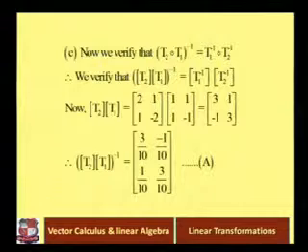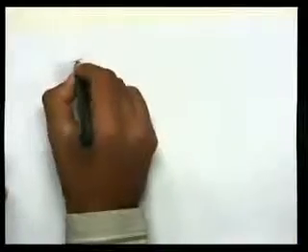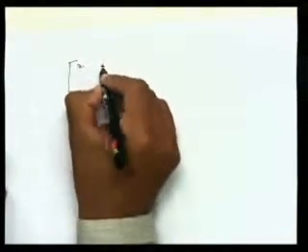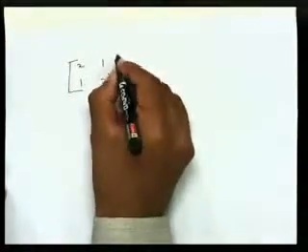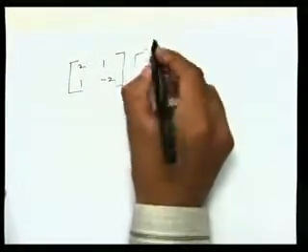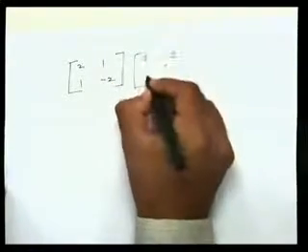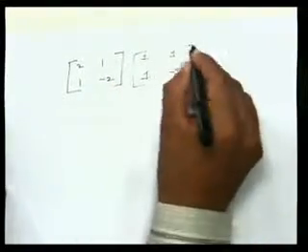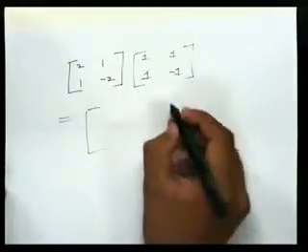So what is the standard matrix of T2? It is [2 1; 1 -2]. What is the standard matrix of T1? It is [1 1; 1 -1]. We multiply these. How do we multiply? Here are the two matrices, [2 1; 1 -2] and [1 1; 1 -1].